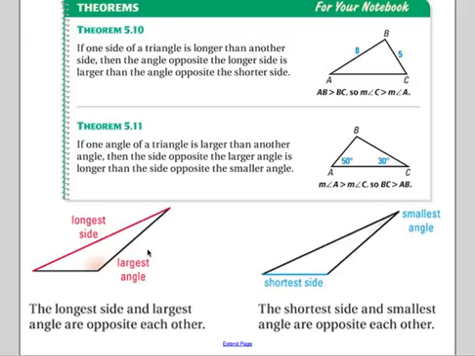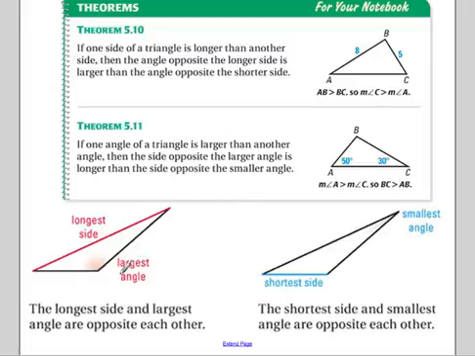Now, these are summarized in two theorems. They're really complicated in words. It says if one side of a triangle is longer than the other, then the angle opposite the longer side is larger than the angle opposite the shorter side. And then it repeats it backwards, dealing with one angle of a triangle. So basically the angles and the sides are going to be related. These two pictures at the bottom really help to illustrate this.